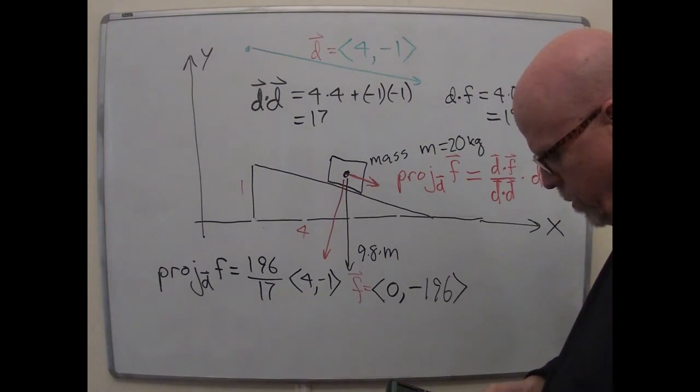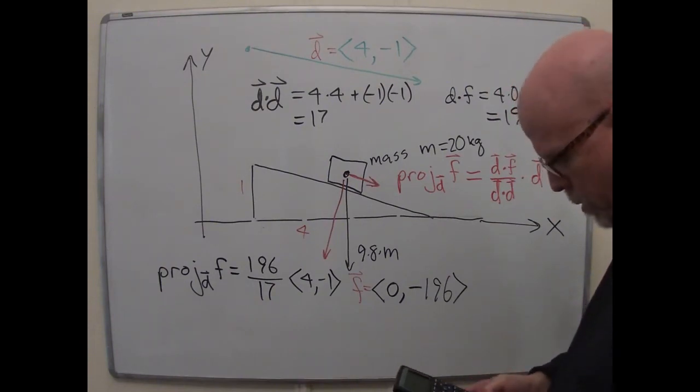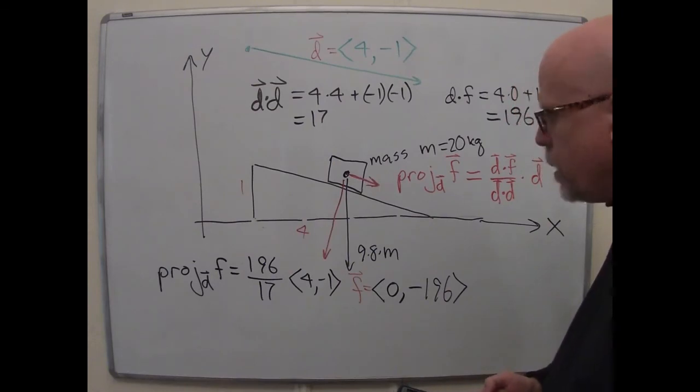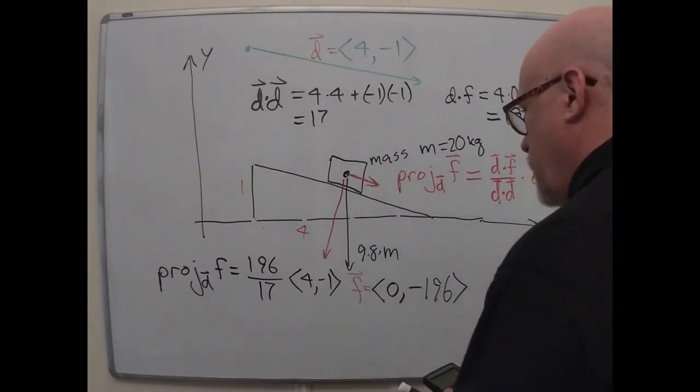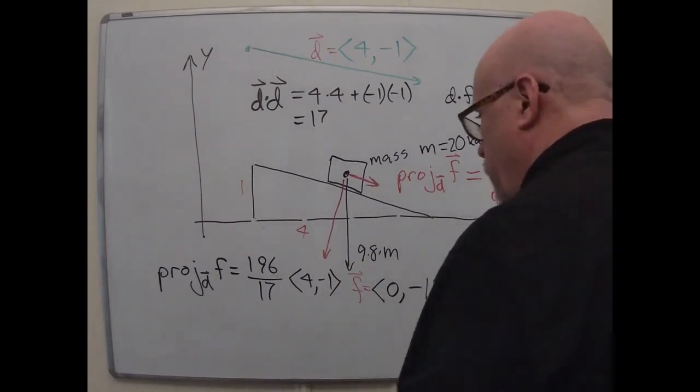Is 196 divisible by 4? It seems like it must be. So that's 49 over 17 and minus 196 over 17.